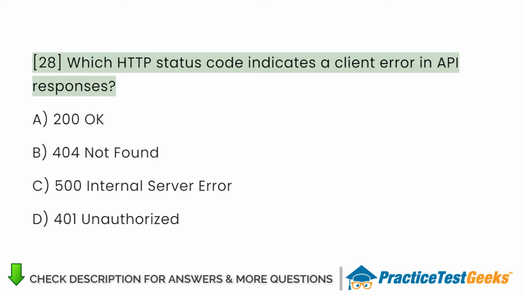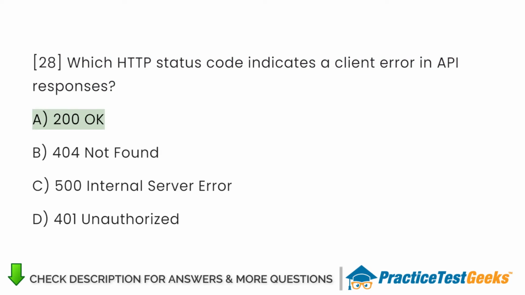Which HTTP status code indicates a client error in API responses? A. 200 OK. B. 404 Not Found. C. 500 Internal Server Error. D. 401 Unauthorized.